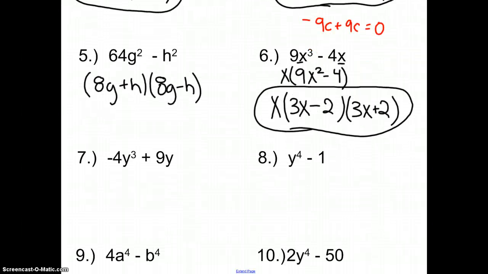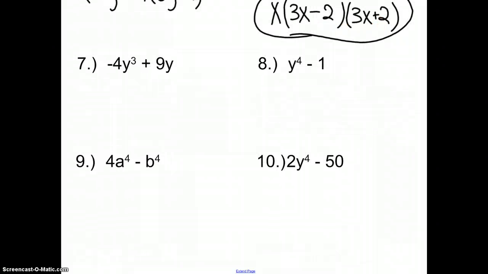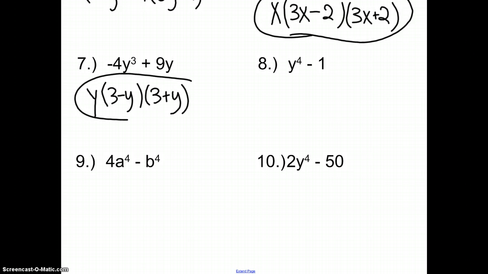Number 7, I want you guys to try on your own, so pause the video and try to work it out. You should come up with the factored term y, 3 minus y, 3 plus y as your solution.